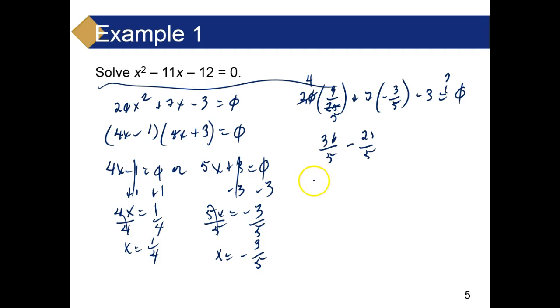And what's 36/5 minus 21/5? 36 minus 21. 15/5. And what's 15/5? Yeah, 3. You're right. 3 minus 3. Sure enough, it's 0. Okay. 3 minus 3 is 0. Good deal. All right. So that's how you do it.